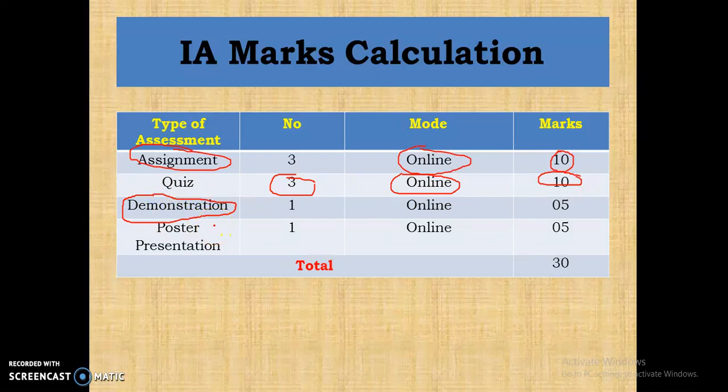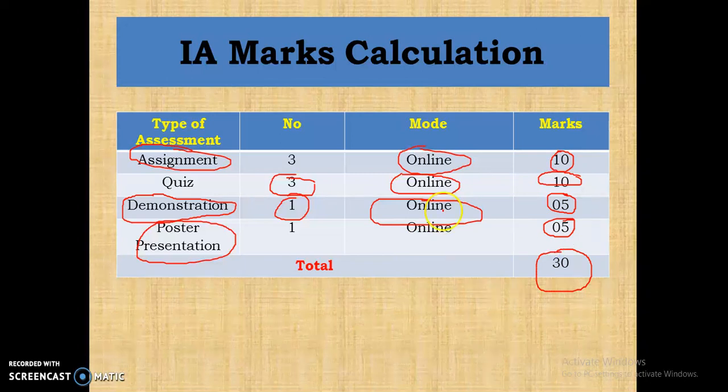One more activity we are planning for you is a demonstration activity. In this activity we will give you some concepts to demonstrate, so let us check how good you are at demonstrations. It is only one activity, also in online mode through GoToWebinar if the college is not opening, and it carries 5 marks. At the end we are planning a poster presentation, also online, for 5 marks. So in total it comes to 30 marks, and this is the division of your IA marks.